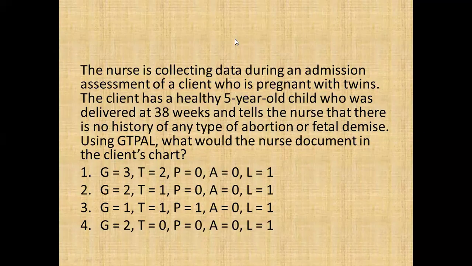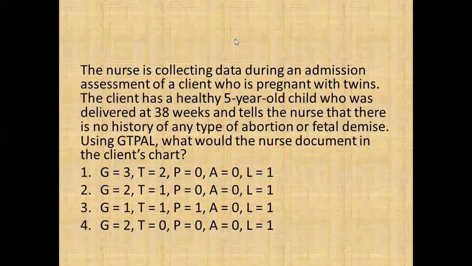So the answer I chose is two. She's currently pregnant with twins, and twins is counted as one. Then there is one child, so the gravida will be two. Then the term: since she has one child, who is 5 years old, born at 38 weeks, the term is one.